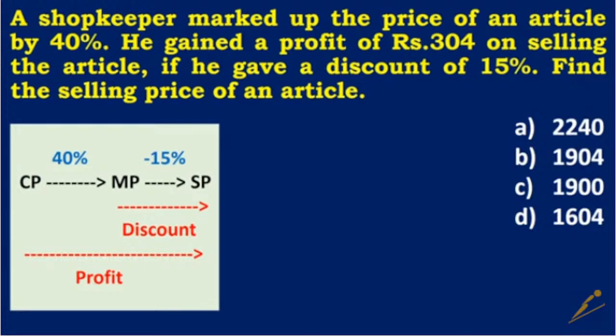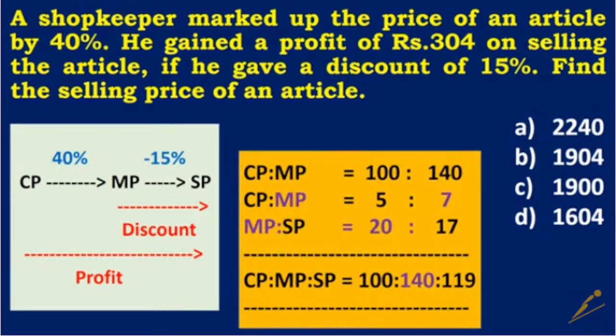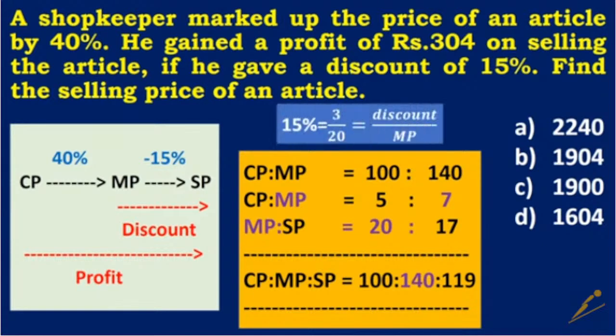The cost price is 100. A shopkeeper marked up the price of an article by 40%. Then the marked price is 140. When we divide by 20, we get the cost price is 5 and the marked price is 7. We know that the discount percentage is 15%, which is 15 divided by 100, or 3 by 20. In this case, the discount is 3 and the marked price is 20 rupees.